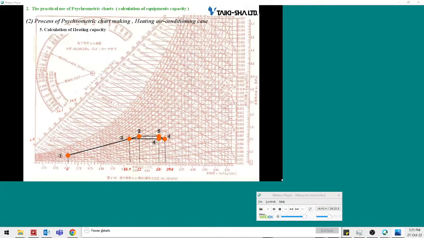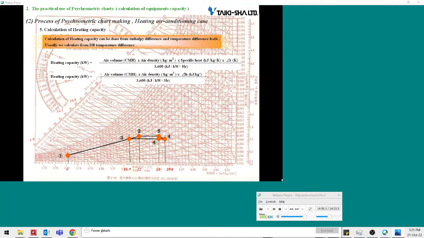Let's calculate the heating coil capacity. You can calculate the heating coil capacity by using either the temperature difference or the enthalpy difference. The enthalpy difference is calculated the same way as cooling coils are. Here we will calculate the capacity using the temperature difference. The heating capacity is determined by multiplying the airflow by the air density by the specific heat by the temperature difference and dividing the result by 3,600.